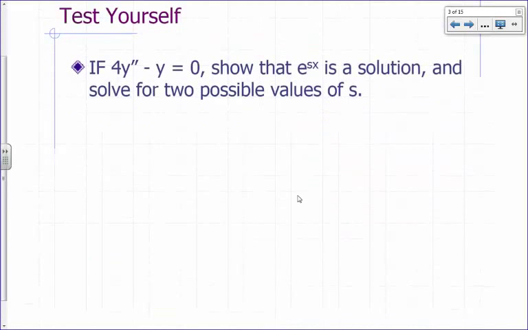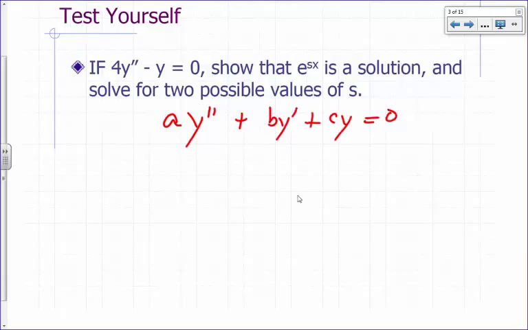So let's apply that to this simple problem right here: 4 times the second derivative of y with respect to x minus y is equal to 0. What are the two possible values of s? Let's cut to the chase and identify a, b, and c. Remember, this is of the form a y double prime plus b y prime plus c y equals 0. So what's our a? a is 4. What's our b? 0.